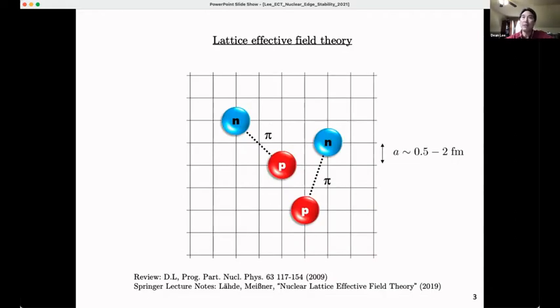So this is how we do the calculations. We put protons and neutrons on a lattice between, let's say, half a Fermi to 2 Fermi in lattice spacing. And we use chiral effective field theory on a supercomputer to do the calculations. If you want to learn more about the details, you can either read this now rather old review that I've written, or this textbook that my collaborators Timo Lähde and Ulf Meißner have written.